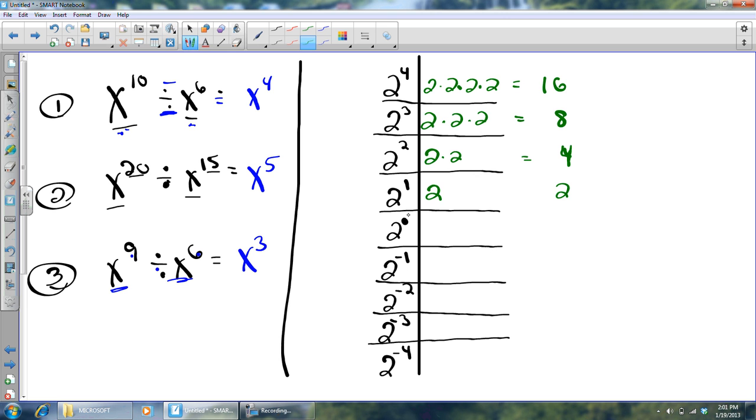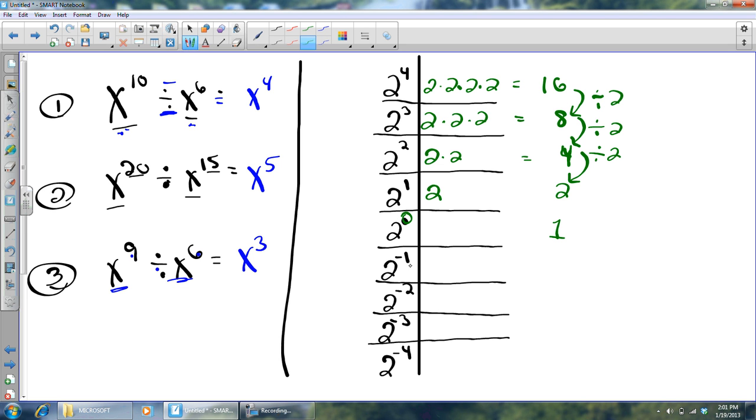Now, before you try to answer 2 to the 0 power, ask yourself, how do I move down this column? Well, don't I divide by 2 each time? Right? So, if I'm going to go from 2 to the first to 0, I have to divide by 2. What's 2 divided by 2? Isn't that 1? Yeah, 2 to the 0 power is 1. Don't believe me? Punch it in the calculator.